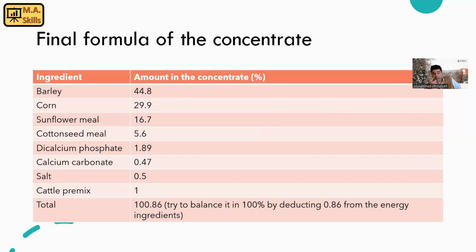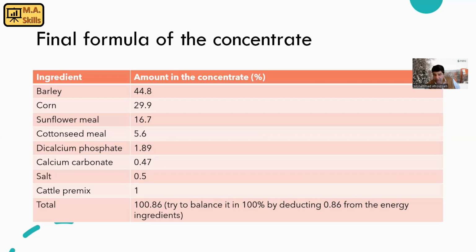It's up to you, but you should not adjust this using the feed additives. If you say, okay, I'm going to deduct this extra amount from the dicalcium phosphate, no, you are not allowed to do that. It's really sensitive. We are not going to touch the additive section. You can go with energy ingredients.